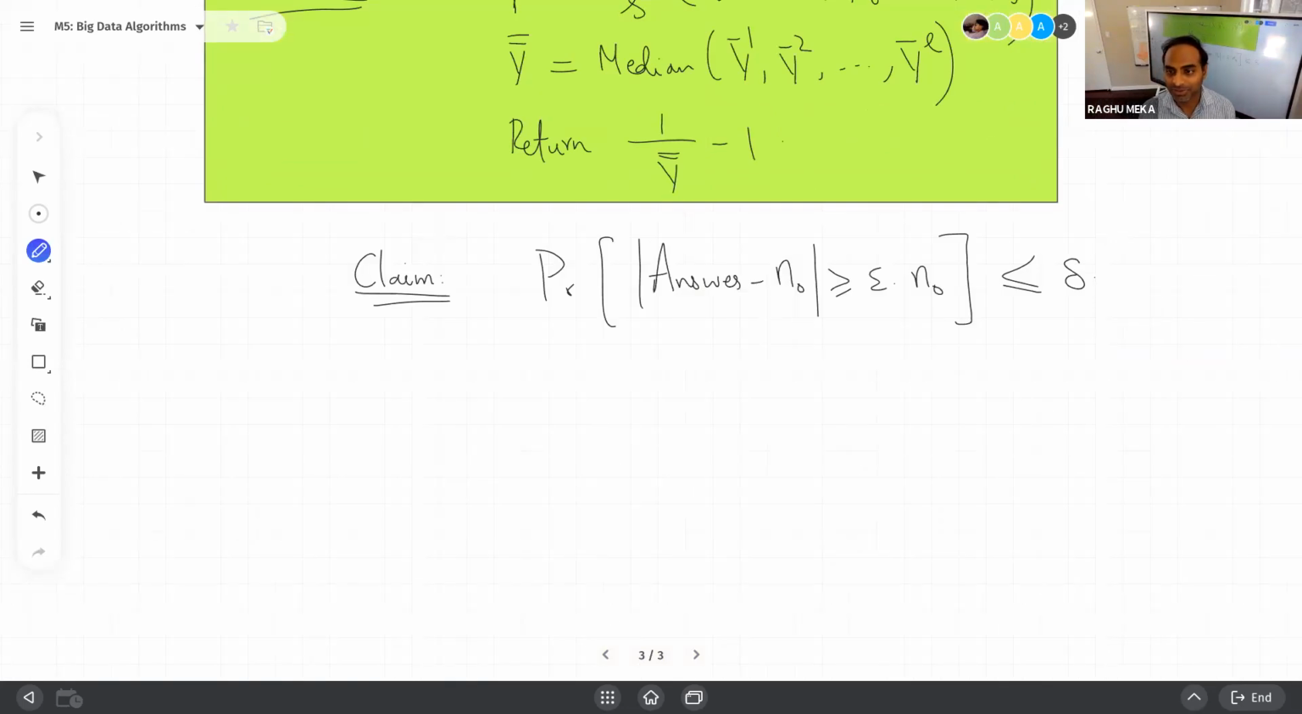Anything else about this? And you can use this median-of-means all over the place, like it's not specific to this random variable, and in fact it gets used for all kinds of things. Okay, so let's summarize.